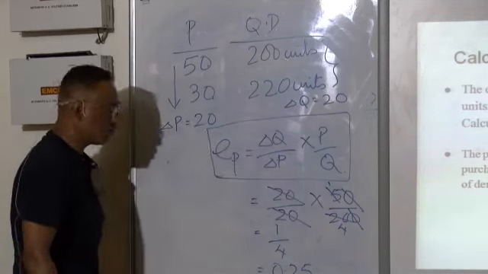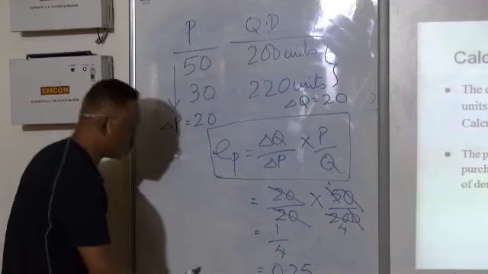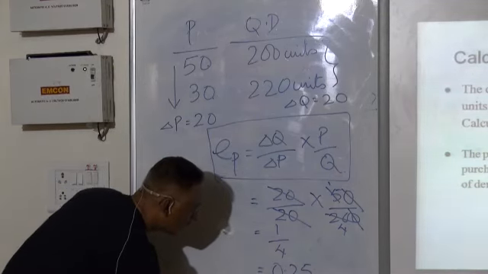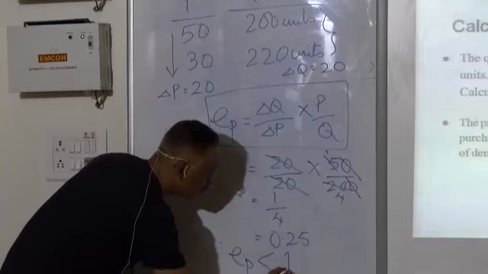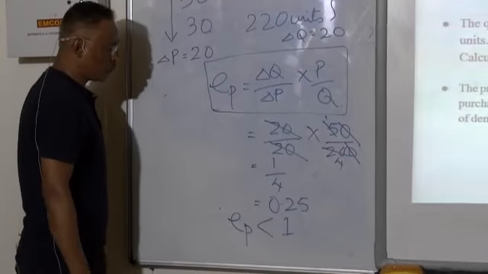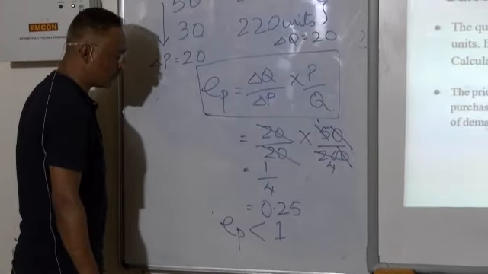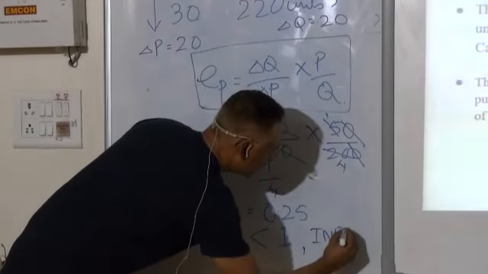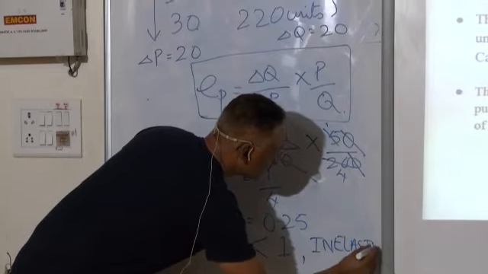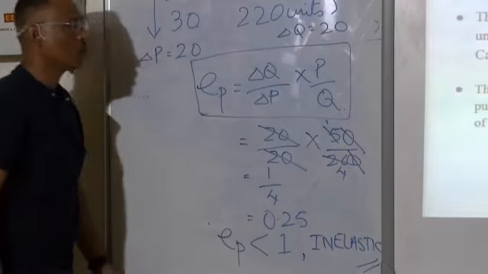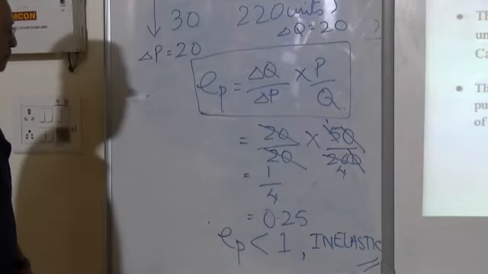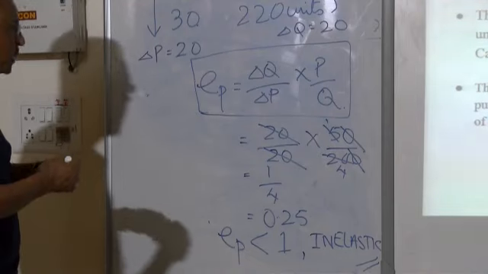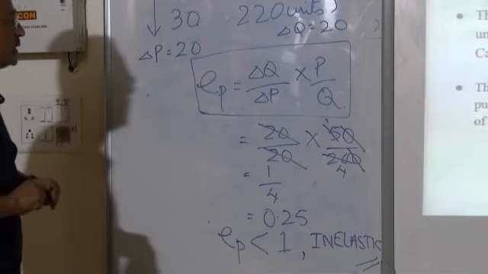So 1 upon 4, 0.25. So we write the answer, EP is less than 1. 0.25 is less than 1. So EP is less than 1. We say it is inelastic. So this is how you solve the question here. That was ISC 2010 questions.